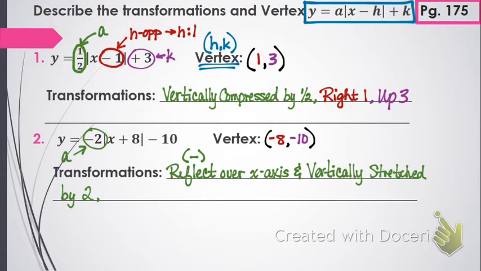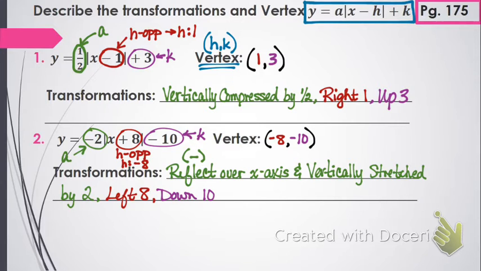How else is this going to move? Left 8, yes. Left 8 and down 10. Good job. Left 8 and K is going to send it down 10. Okay. Do you guys feel all right with describing these transformations and identifying our A, H, and K?